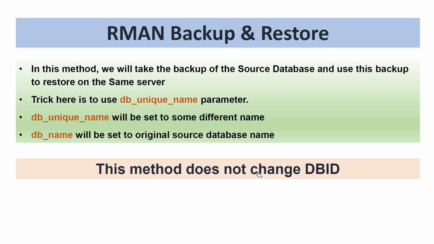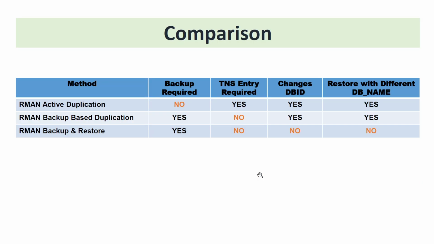Now that we have seen all the three methods, let's do the comparison of all the three methods. So in RMAN active duplication, do you need a backup? No, you don't need a backup. Do you need the connection to the source? Yes. And since the connection to the source is required, a TNS entry is required. Does it change the DBID? Yes, it changes the DBID. And can you restore with a different DB name? Yes, you can restore with a different DB name.